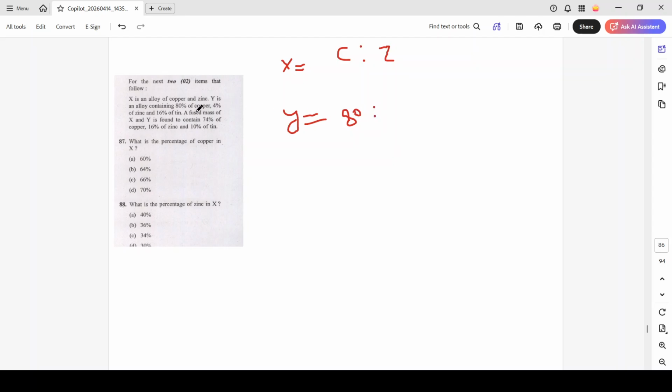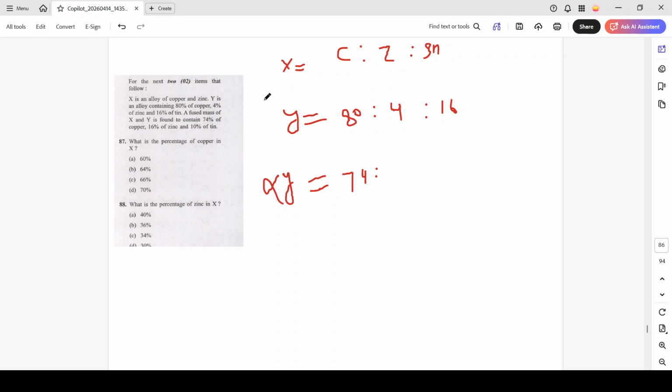Okay, 4% zinc and 16% tin. There is another metal, tin, Sn. Sn is just the symbol of tin. Okay, 60%. A fused mixture of X and Y is found to contain X plus Y. What is it? 74% of copper.